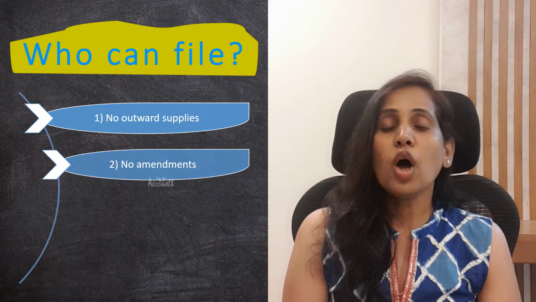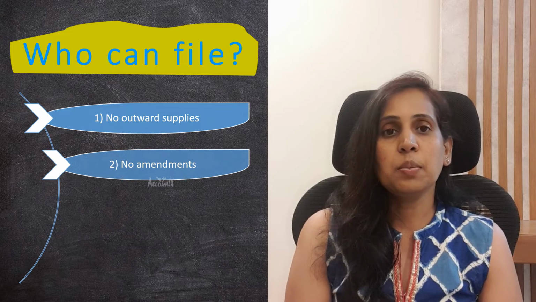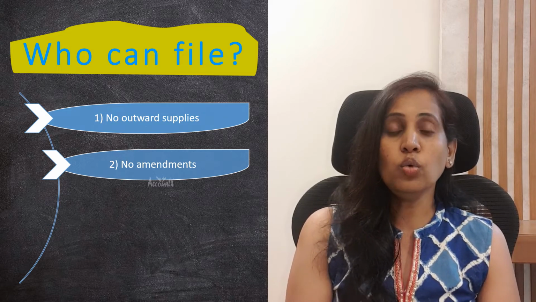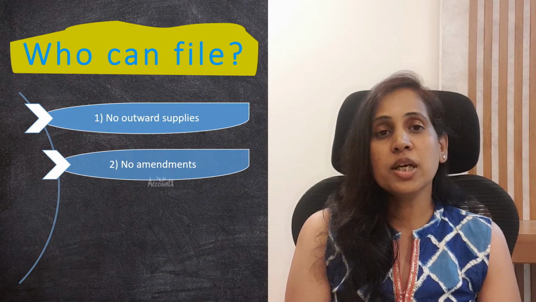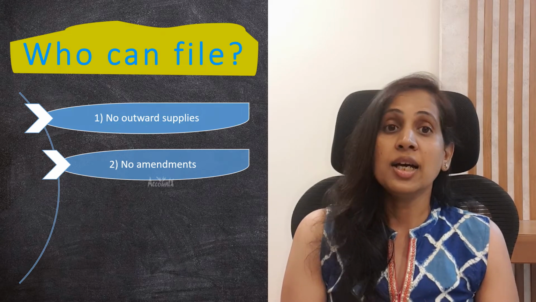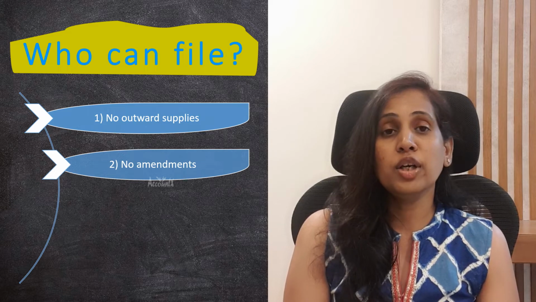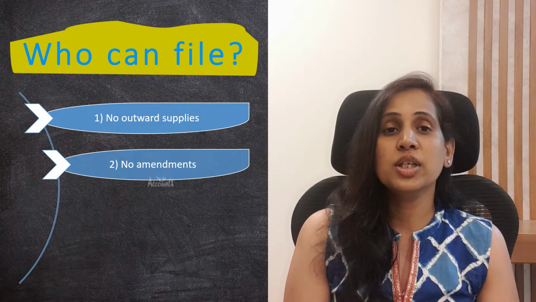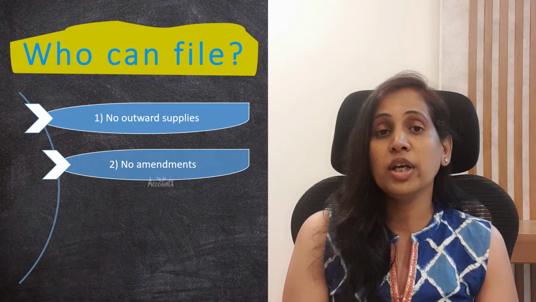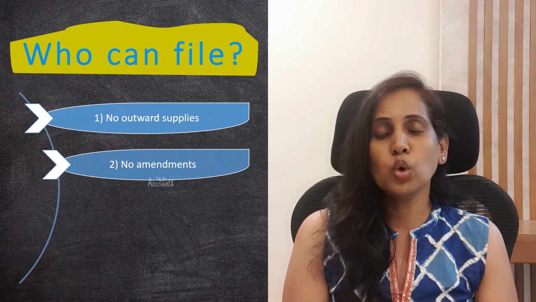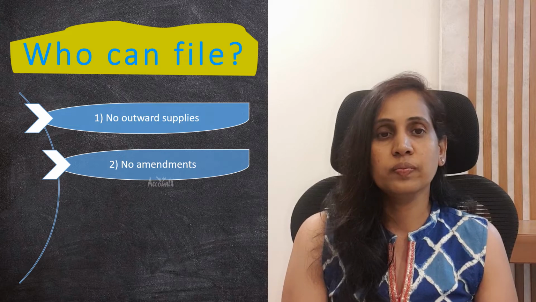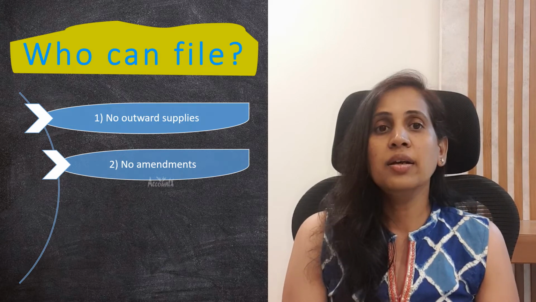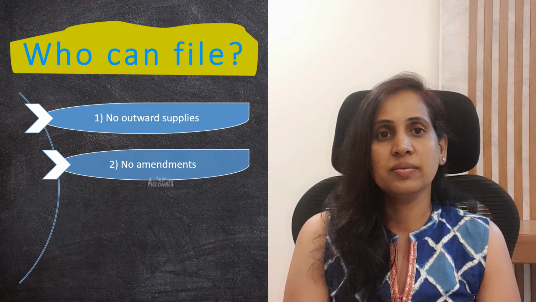Second, you have no amendments to make for your previous supplies. Let's say you have filed your GSTR1 for June 2022 and after filing, you have noticed an error and you want to rectify it as part of July 2022 GSTR1. If so, you can't file Nil GSTR1 for July 2022 even though you have no sales for July 2022. In other words, if you have no such amendments to make, then Nil GSTR1 may be filed.